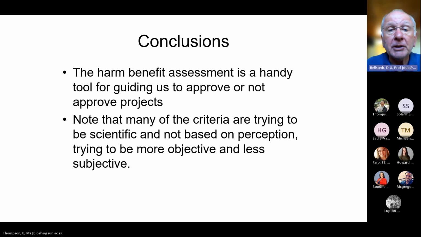So the harm-benefit analysis, the harm-benefit assessment, is a handy tool for guiding us to approve or not approve projects. And what I want to bring across is that many of the criteria are scientific and they're not based on perception. They therefore try to be more objective and less subjective, which is difficult because animal ethics is something which involves emotion, so it cannot be entirely objective. But certainly, in order to justify animal experiments, they need to be properly motivated.